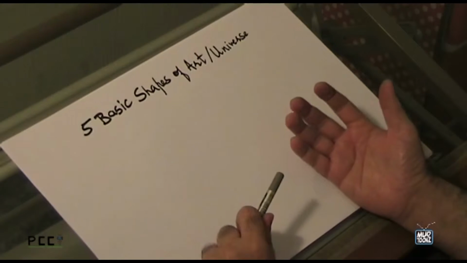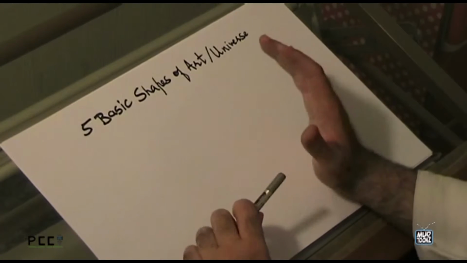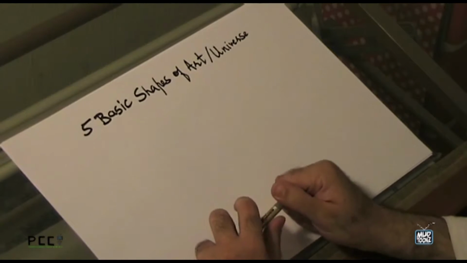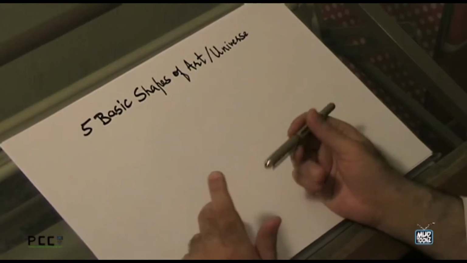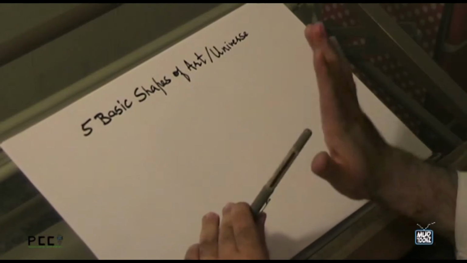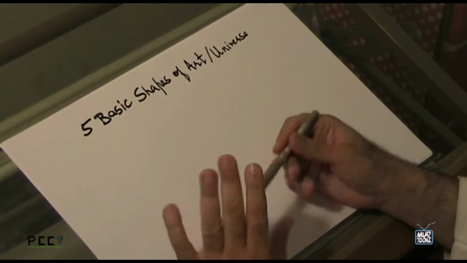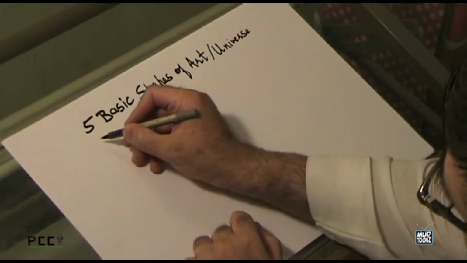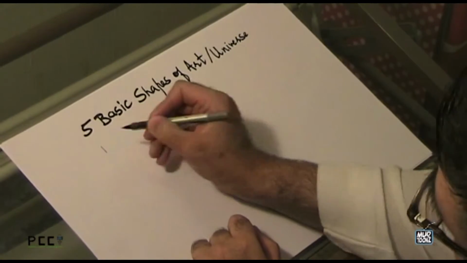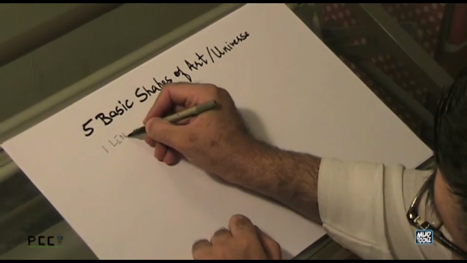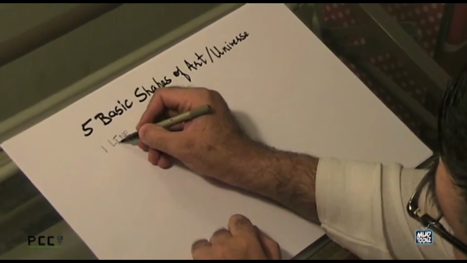They can be a complex collection of these 5 basic shapes, or they can be just simply these 5 basic shapes. So दुनिया में 5 shapes हैं जो exist करती हैं. So let's start with number 1. Number 1 is line, or the line.